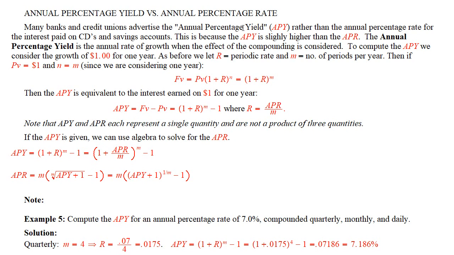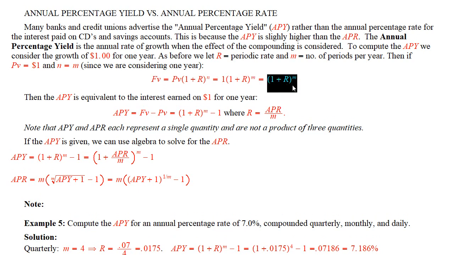So if you want to figure out your annual percentage yield, you can take your PV to be equal to 1. And then for 1 year, N is just going to equal M. So your future value of $1 for 1 year is, there's actually a 1 out here for your PV, and then (1 plus R) to the N, which is M, so that's just equal to (1 plus R) to the M. So that's your future value.